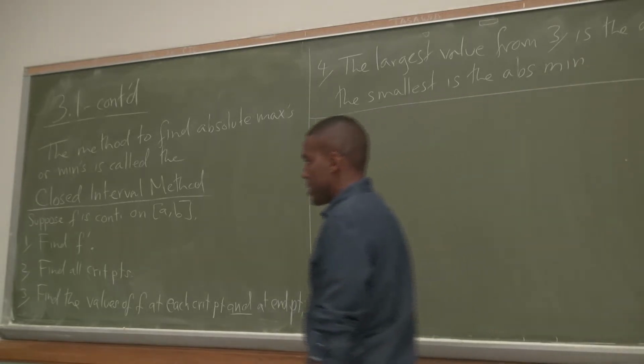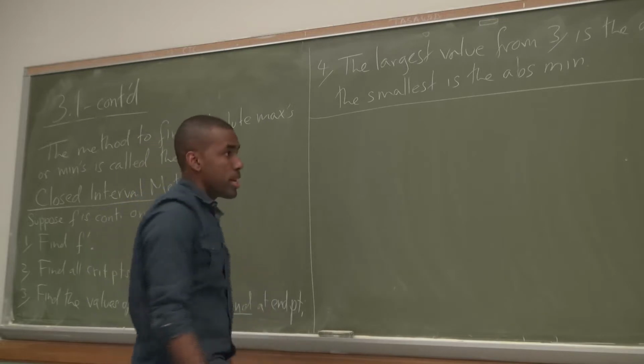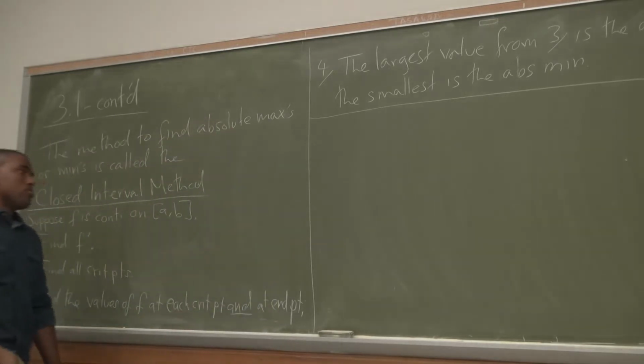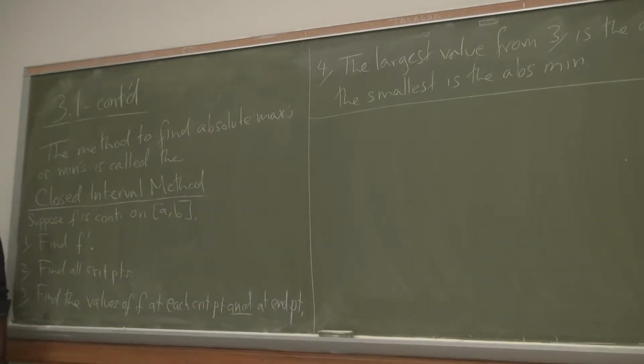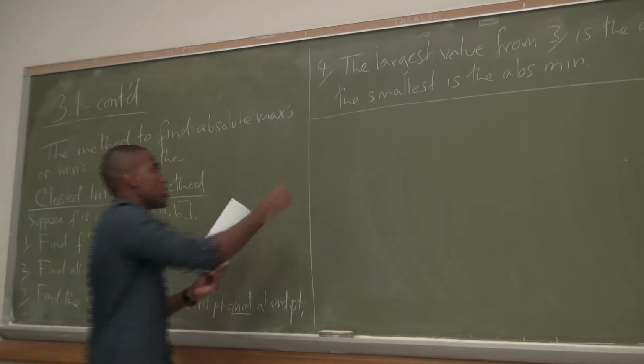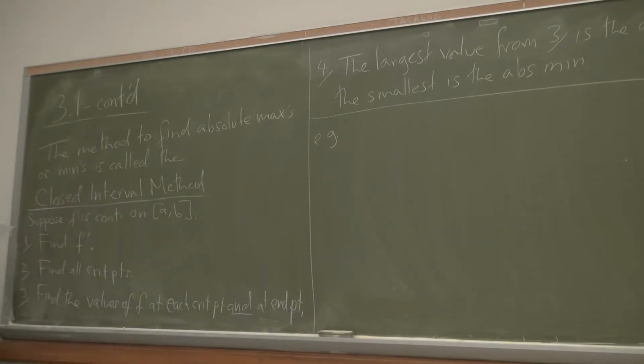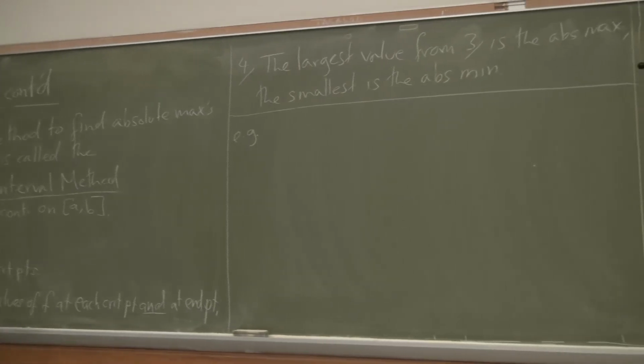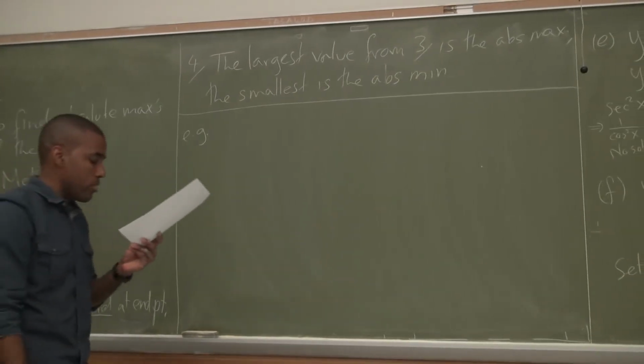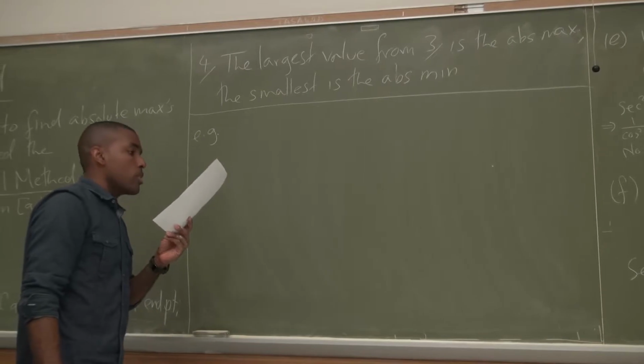So this is a step-by-step method for identifying the absolute max and min, especially if you can't bother to draw the graph and look at the picture. You can actually do it algebraically by doing this method. So let's do some examples here. Like I said, you're guaranteed to be asked some sort of question, find absolute max and min of this function on this interval. It'll always show up. It's a very important thing to know how to do.